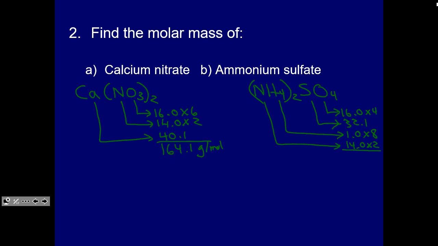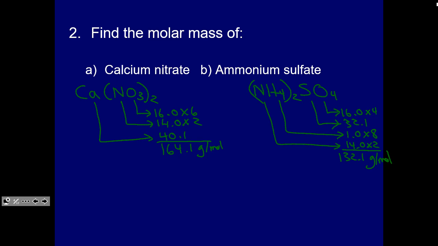I'm going to run it through my calculator. 16 times 4 plus 32.1 plus 8 plus 14 times 2 equals 132.1. New unit, grams per mole. And speak it in your mind like you're a possessed, I don't know, is there such thing as chemistry zombies? You're a chemistry zombie. Grams per mole. It's important that we think that this is how many grams is in 1 mole. It will help us understand it.